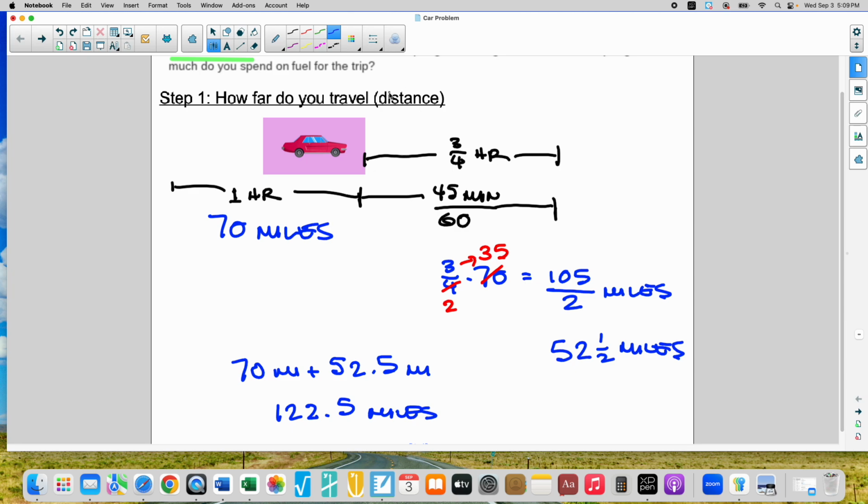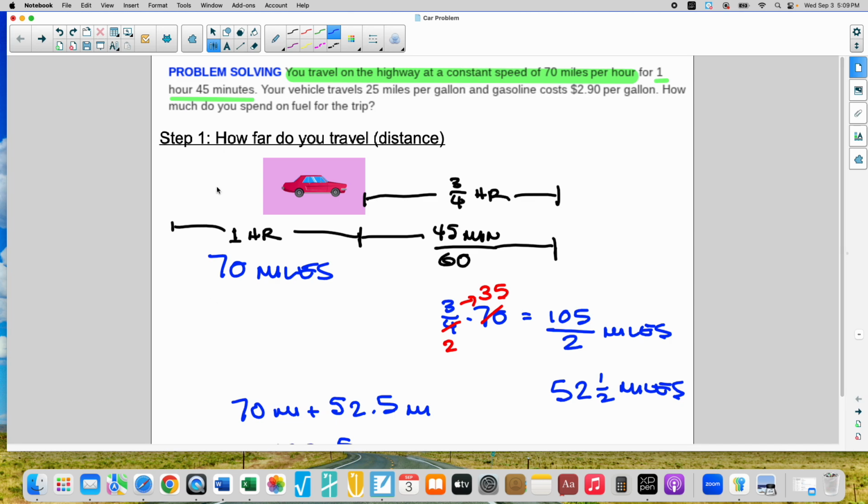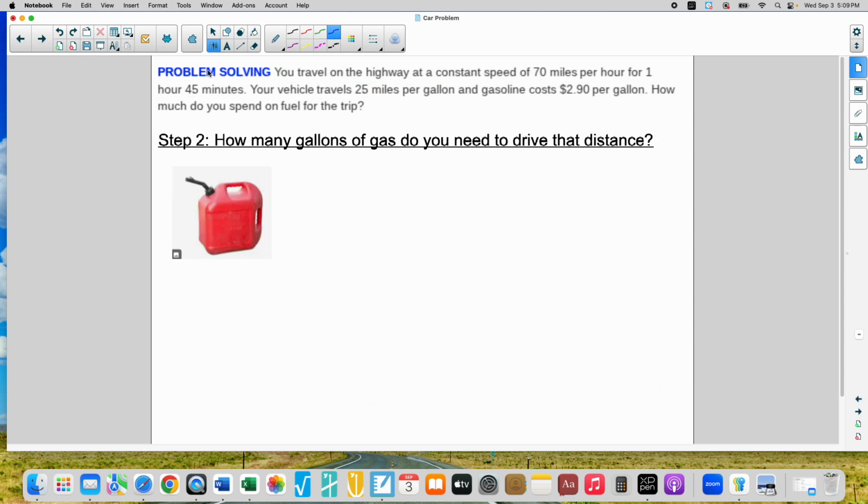That is your distance. That's why I did that. So this is the distance you drive. That's not what they're asking for at the end of the question, but we need to figure this out in order to take it to the next step. Let's look at the question for the next step.